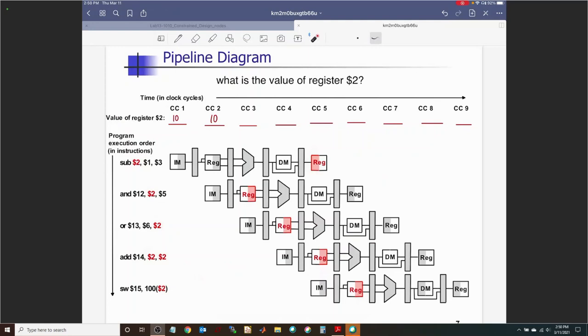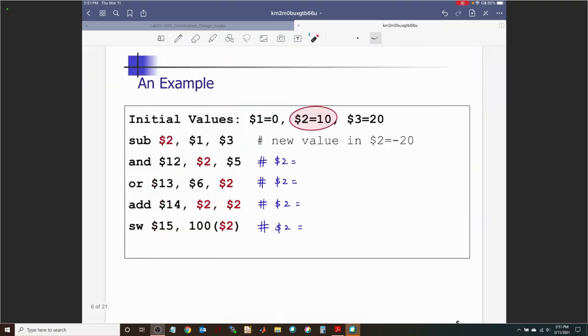All right, so let's move to clock cycle 3. What is the value of register $2 in clock cycle 3? Still 10. I have not written anything to it. I read from it, maybe over here, for the second register. So it looks like I actually read 10. So now I can go back and say, when I was reading this, for the AND instruction, this was actually 10.